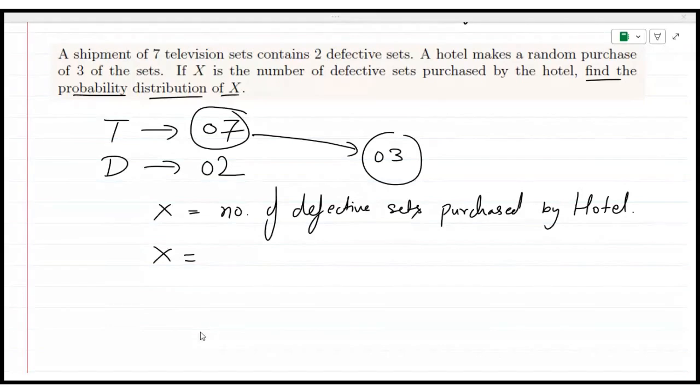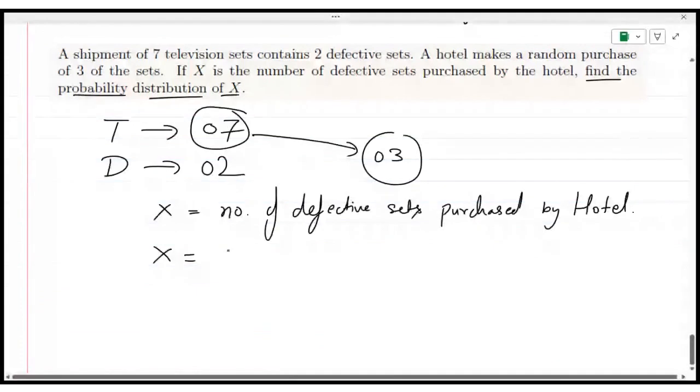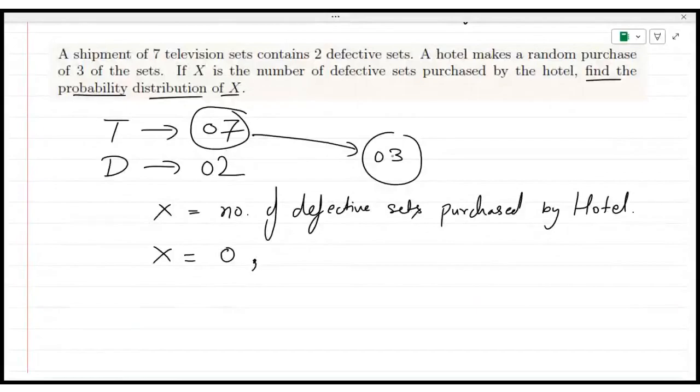Like if you are purchasing 3 televisions from a shop, all three could be working fine, or two could be defective and one fine, or one could be defective and two fine. Only these possibilities are there. Good. So first possibility is there is no defective, means 0 defective. Second possibility is out of the 3 purchased, only one is defective. Another possibility is out of 3 purchased, 2 are defective.